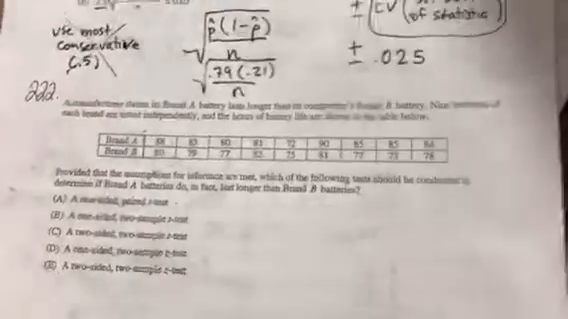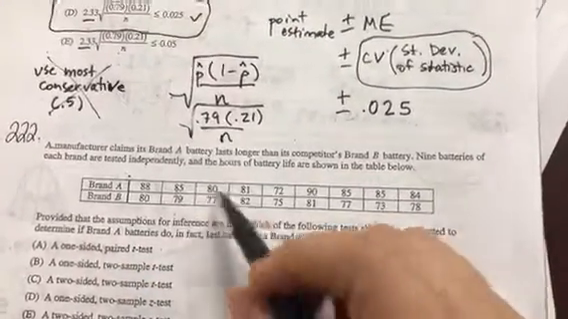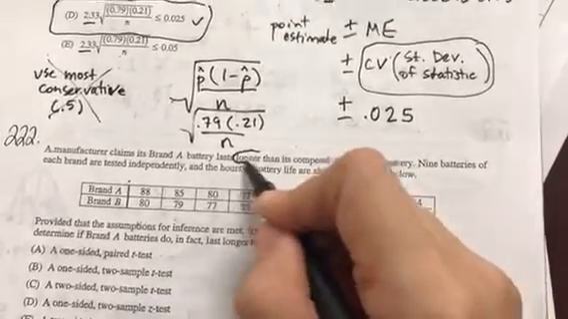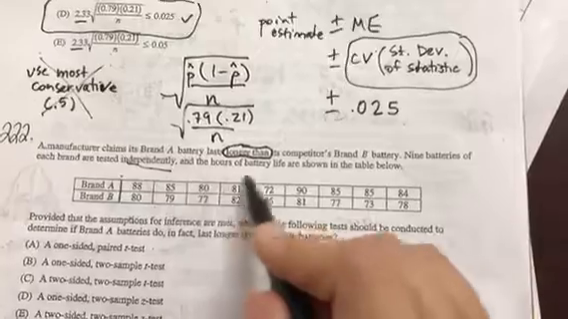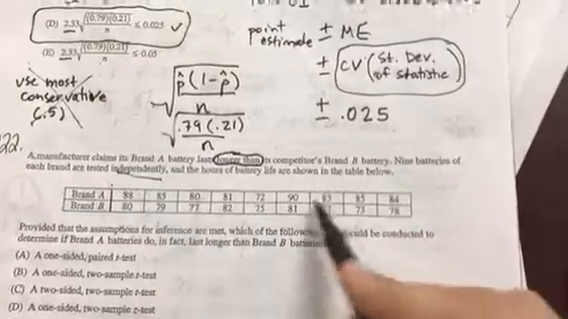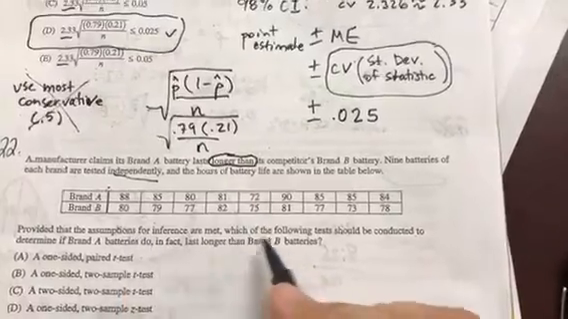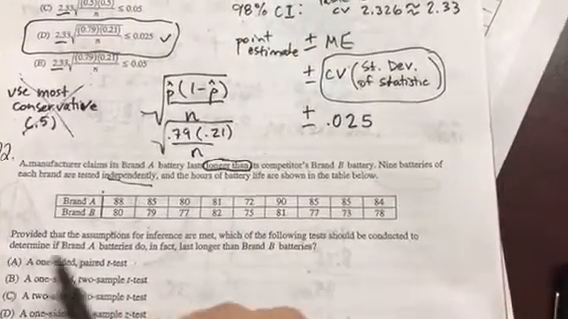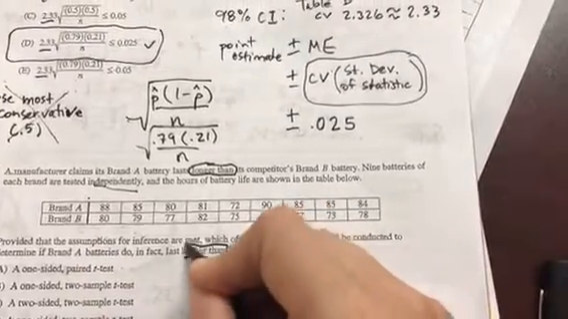Now let's take a look at 222. A manufacturer claims that brand A lasts longer than brand B. Nine of the batteries tested were independently tested, and the battery life is shown. Provided the assumptions are met for inference, which of the following tests would be used to determine whether or not brand A lasts longer than B?